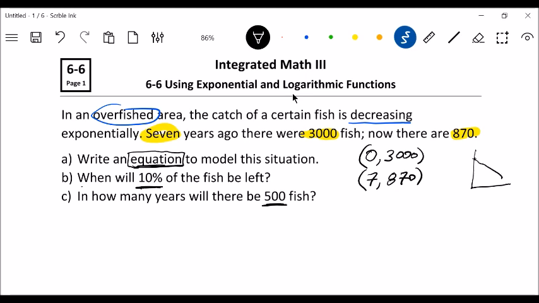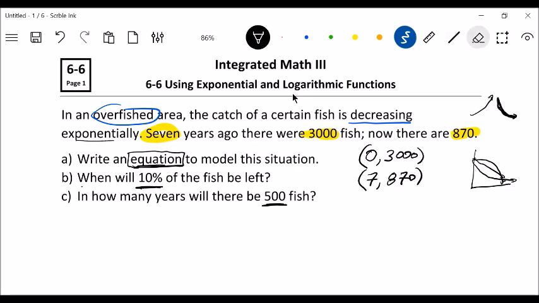So has it gone down in a straight line? Is it like this kind of a curve? Is it like this kind of a curve? So we don't know which way it's going. But we know it's exponential, and a decreasing exponential function goes like this. So that means it should have this kind of a look.